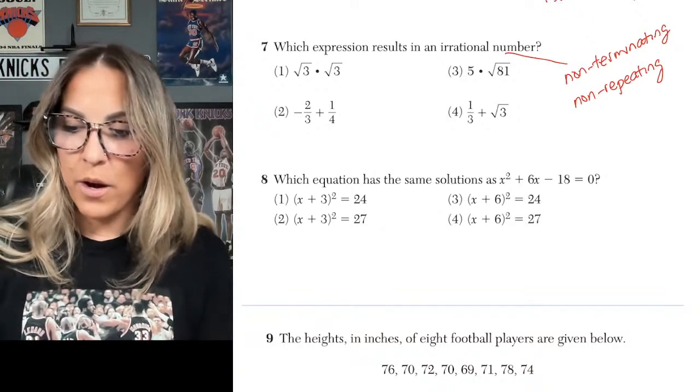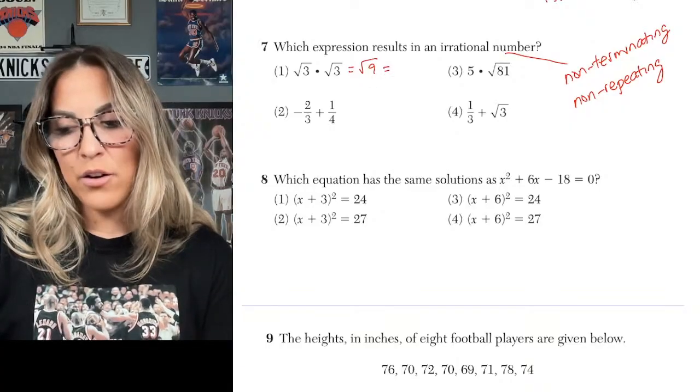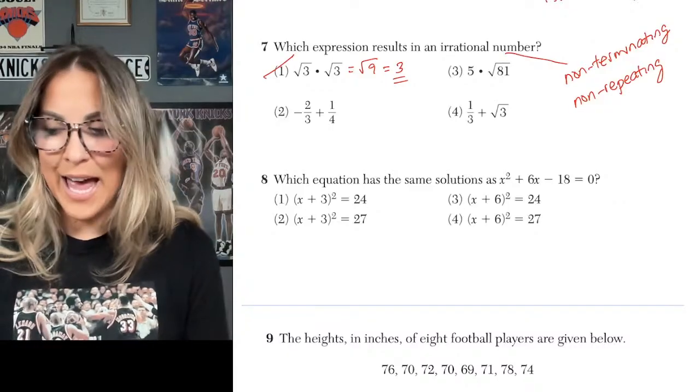When I simplify number 1, I have radical 3 times radical 3. That's the same as radical 9. And radical 9 is just the number 3. So that's rational. That's just the whole number. So number 1 is out.